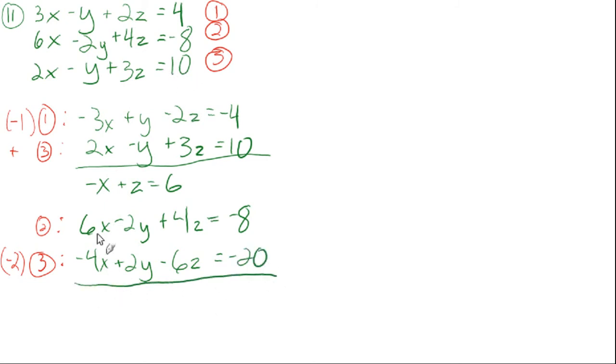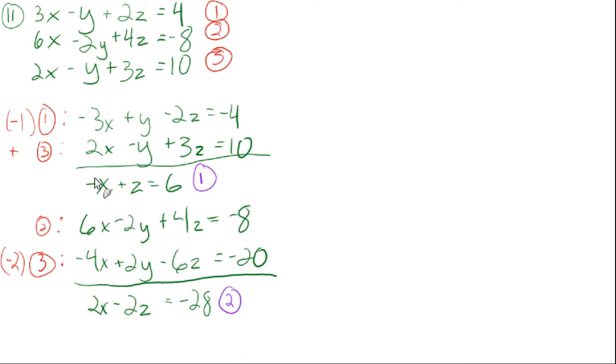Alright, 6x minus 4x is 2x. -2y plus 2y is 0y. That's just what we wanted. -6z plus 4z is -2z. And that equals -28. So now we have an equation with an x and a z, and another one with an x and a z. And so now we need to solve this system here. I'll make these purple equations 1 and 2.